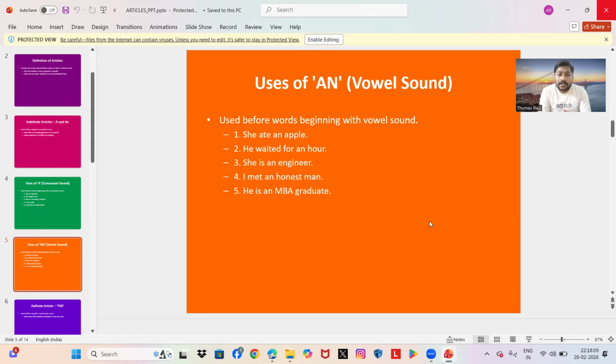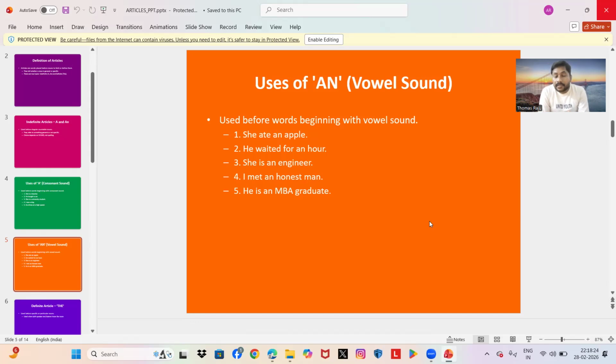So here also, honest, it's not "honest," it's "onest." H is silent in this case also. H is silent. So that's why we have used the indefinite article, as the compound noun begins with the vowel sound.